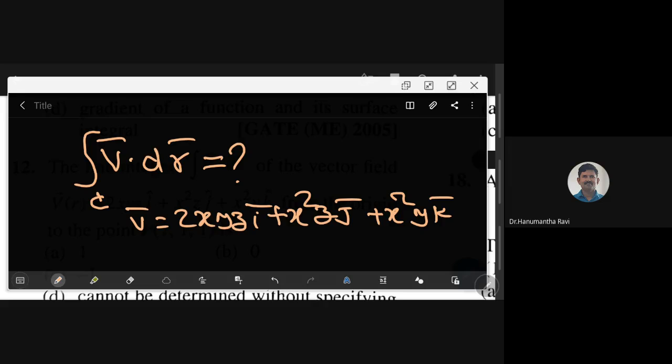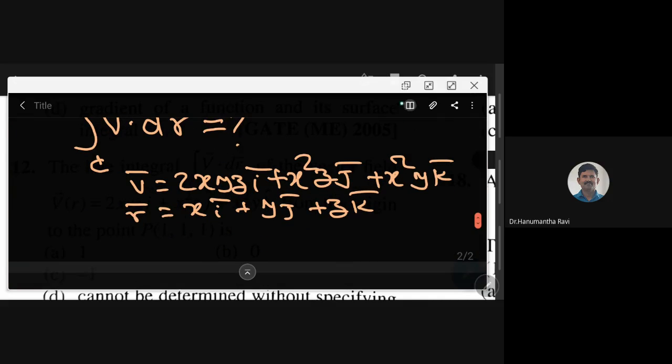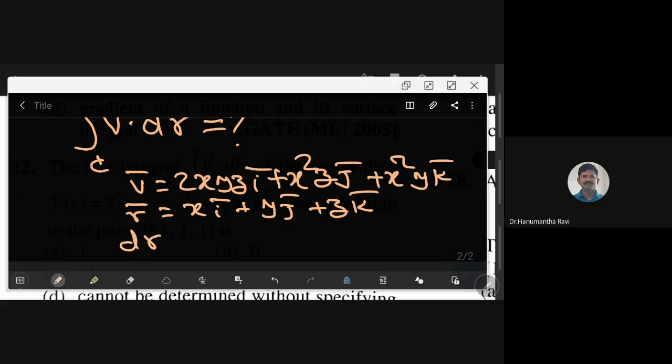x square y k bar. And R bar is always, I told you, x i bar plus y j bar plus z k bar. So then dr bar is always, remember, i bar dx, j bar dy. Just prefix d to x, y, z respectively. So k bar into dz.